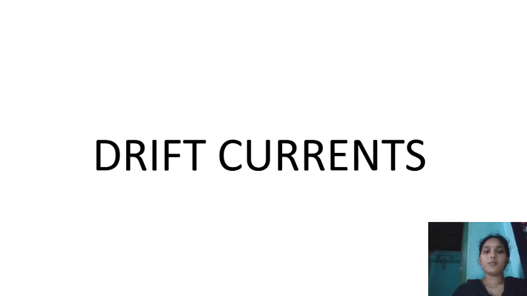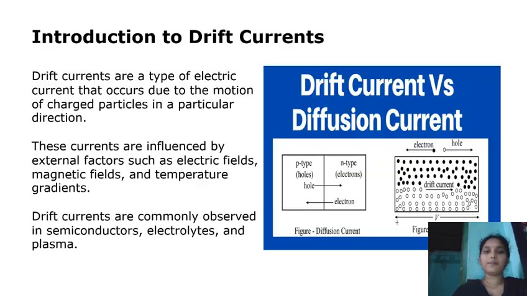Today I am telling about drift currents. Introduction to drift currents. Drift currents are a type of electric current that occurs due to the motion of charged particles in a particular direction. These currents are influenced by external factors such as electric field, magnetic fields, and temperature gradients. Drift currents are commonly observed in semiconductors, electrolytes, and plasma.